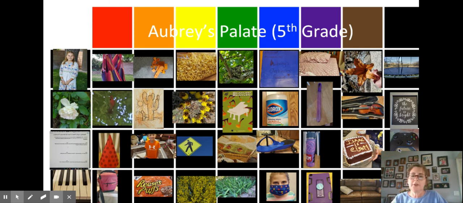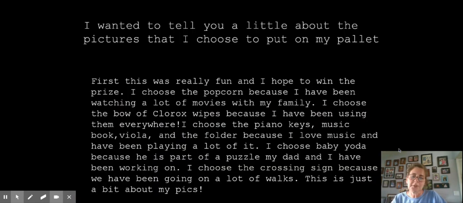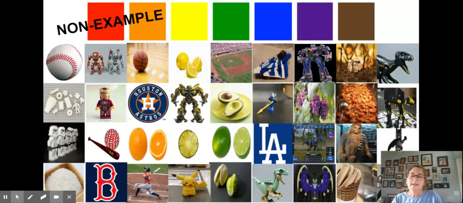Aubrey's palette, she's a 5th grader. She chose to take pictures of activities and things she was doing at her house during the quarantine. So she took pictures of popcorn, and she explained in the next slide that the popcorn was because her family has been watching a lot of movies together, and the sign in the yellow, that is because her family has been going on a lot of walks together. Her brother celebrated a birthday, so there's this birthday cake under the brown. And so she provided a slide explaining all that, which I didn't require, but these kids just never cease to amaze me and go above and beyond.